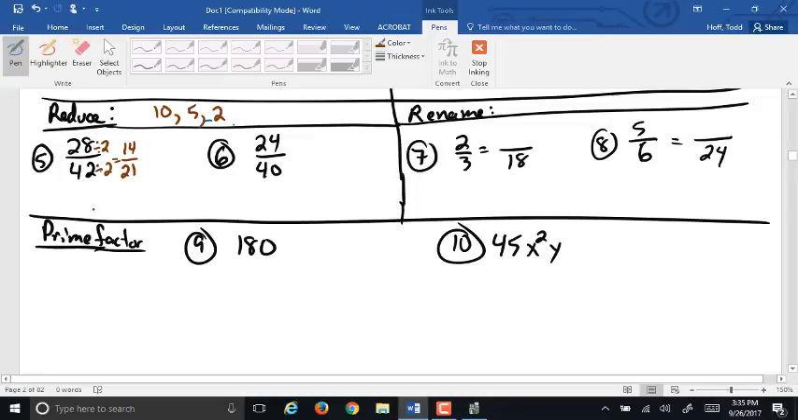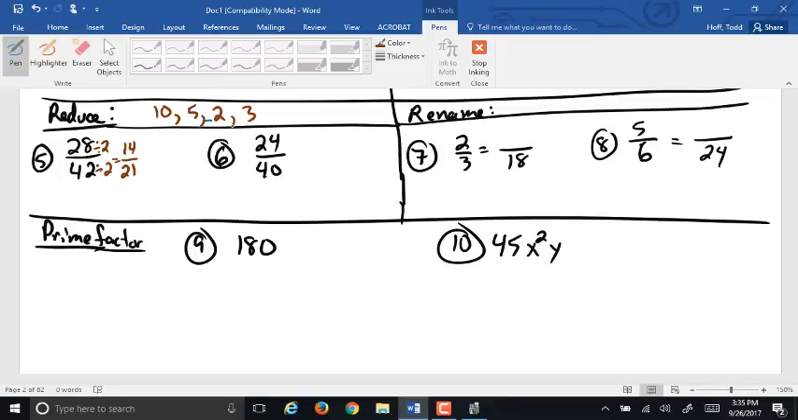Well, the 14 can, but the 21 cannot. It ends in a 1. That's an odd digit. So then the next thing we would check is 3. Can both of them be divided by 3? No. The 21 can, but the 14 cannot. Remember, you can check that quickly by adding the digits together. 1 plus 4 is 5. 5 is not divisible by 3, so 14 is not divisible by 3.